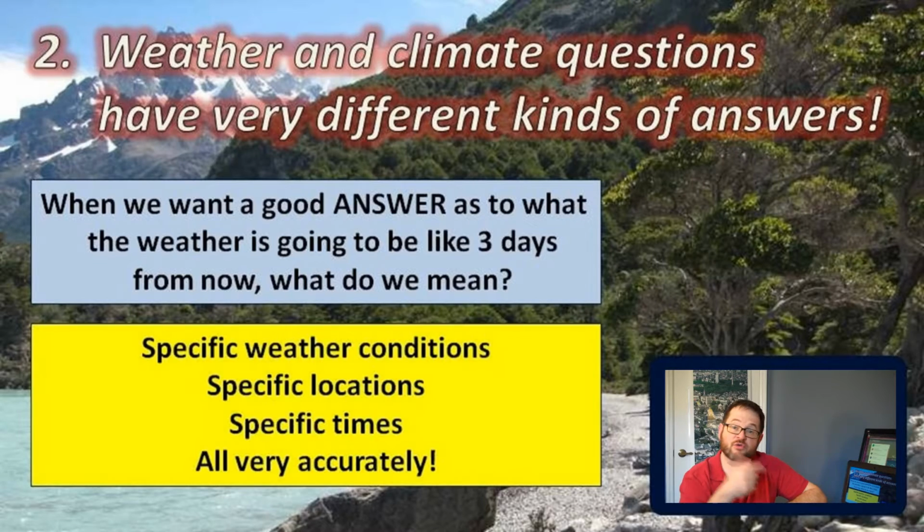Not only are weather and climate two very different kinds of problems, but they are asking for different kinds of answers. When we are looking for numerical weather prediction answers, what we want is, what is the weather going to be like 3 days from now? That is a very interesting question. But you're not asking, what is the global mean temperature 3 days from now?